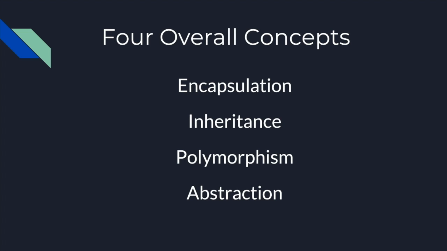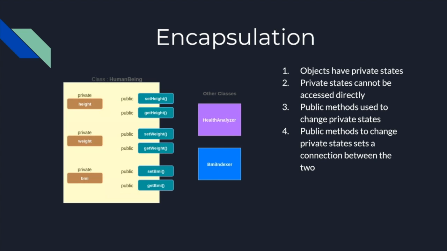So first off, what are the four overall concepts? The first concept is called encapsulation, the second one is inheritance, the third one is polymorphism, and the fourth one is abstraction. Let's first talk about encapsulation.